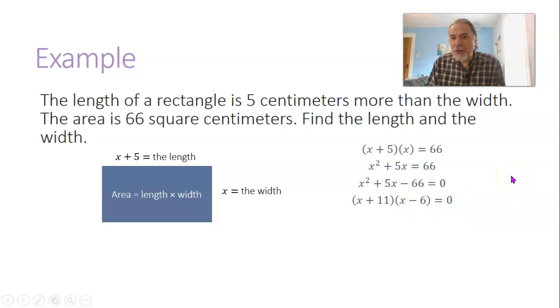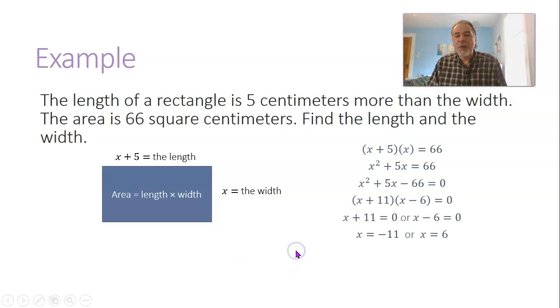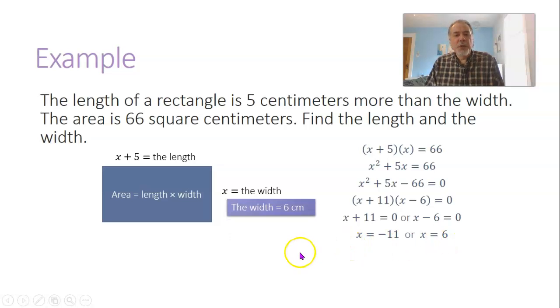Now that we have it factored, each factor gets its own equation where it gets to be equal to 0 all by itself. So x plus 11 equals 0, or x minus 6 equals 0. And that means x equals negative 11, or x equals 6. Now both of those numbers work in the equation, but only one of them really makes sense as the width of a rectangle. The width would have to be a positive number, so the one we want is 6. So there's our answer that the width is 6 centimeters.